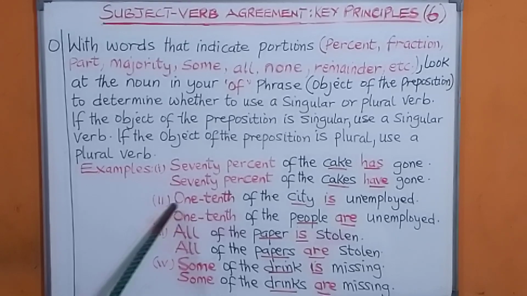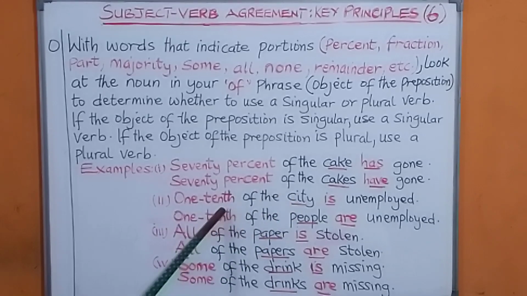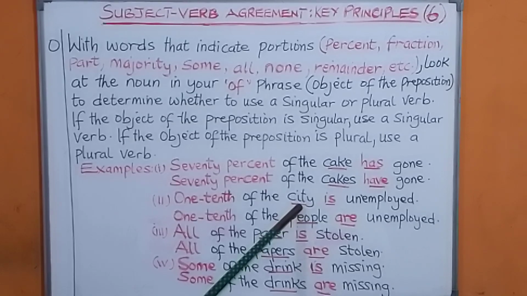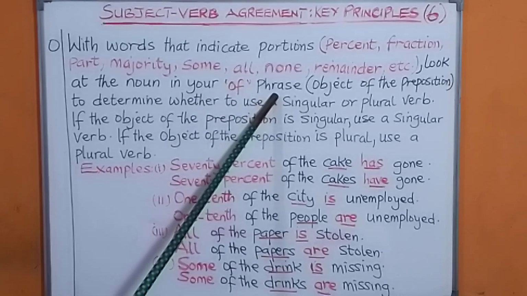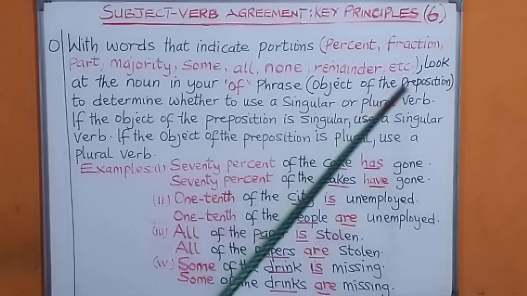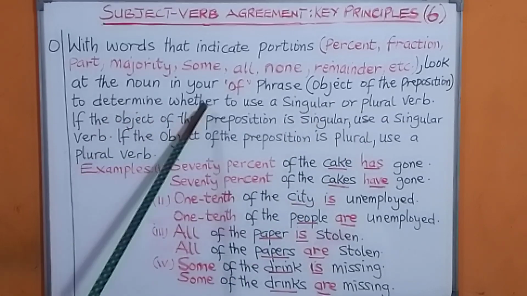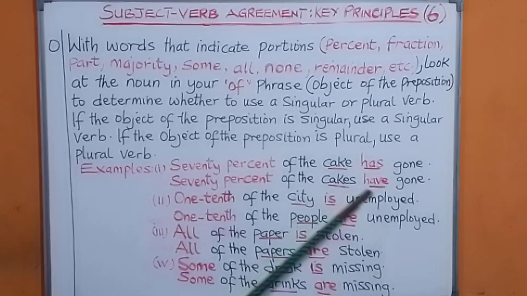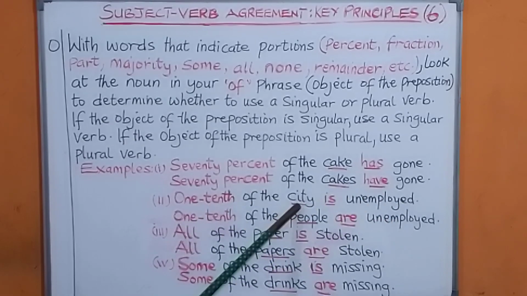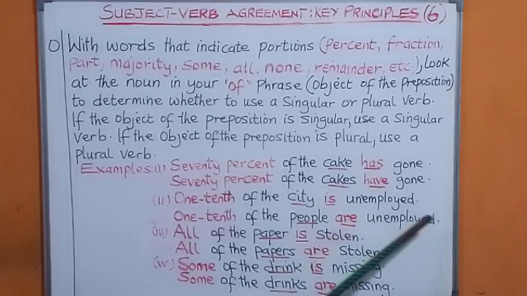Okay, let's go to example 2. 1/10 of the city. We say, look at the noun in your of phrase. The noun in the of phrase is the object of the preposition, to determine whether to use singular or plural. 1/10 of the city: the city, singular, is unemployed. 1/10 of the city is unemployed. But look at it. 1/10 of the people are unemployed.